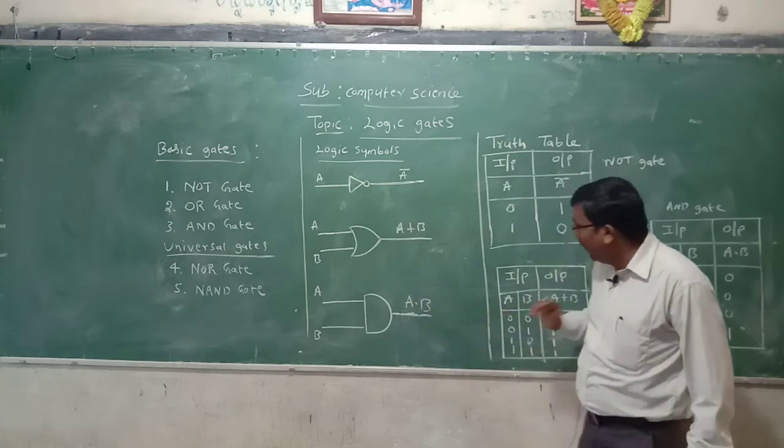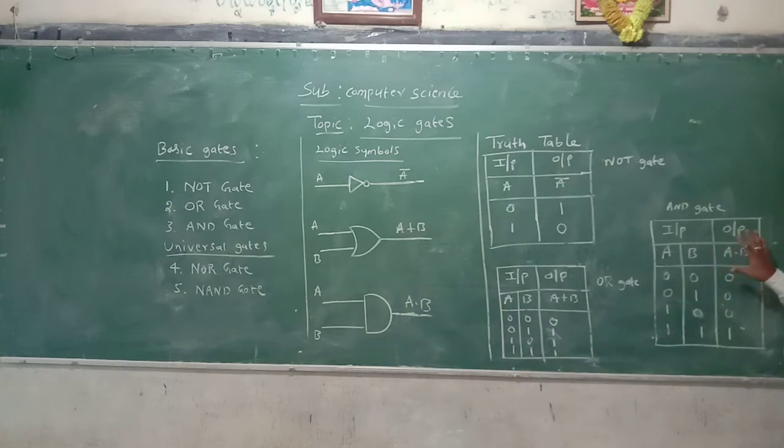And the truth table of the AND gate, here we have written for 2 inputs A and B, and the output is A dot B. A dot B means you have to read it as A AND B. Similarly, as I told earlier, for 2 inputs, 2 to the power of 2, that is 4 possibilities, you will get: 0 0, 0 1, 1 0, 1 1.